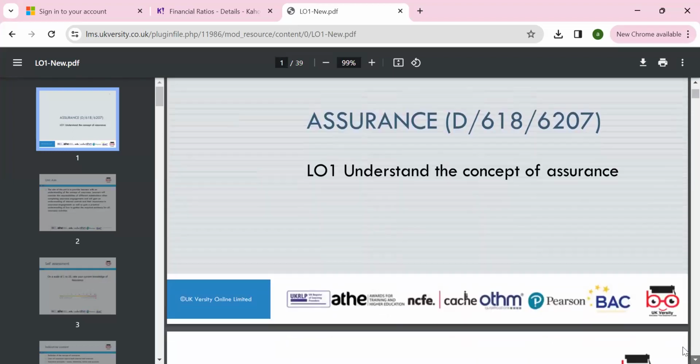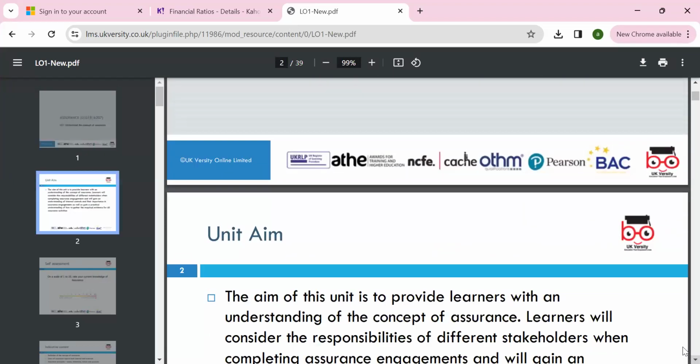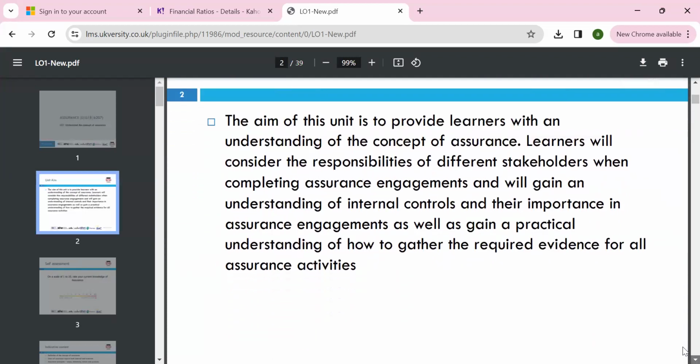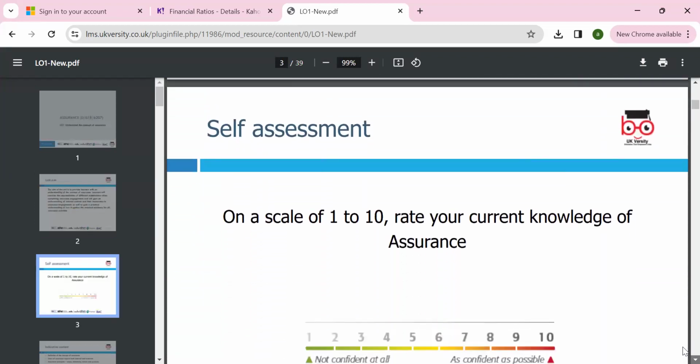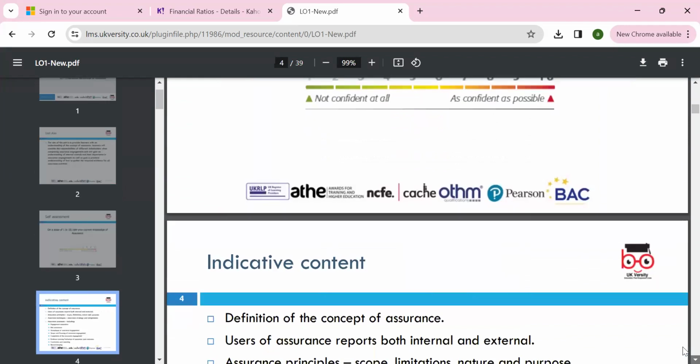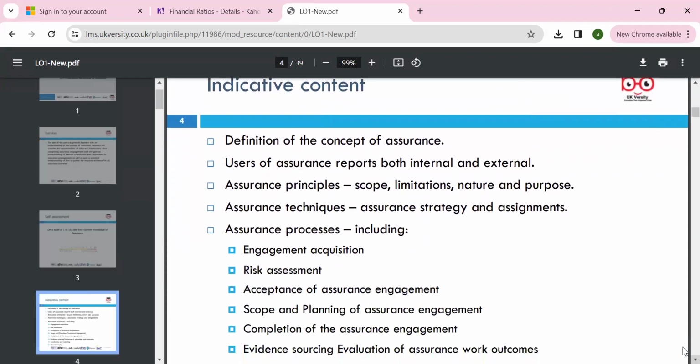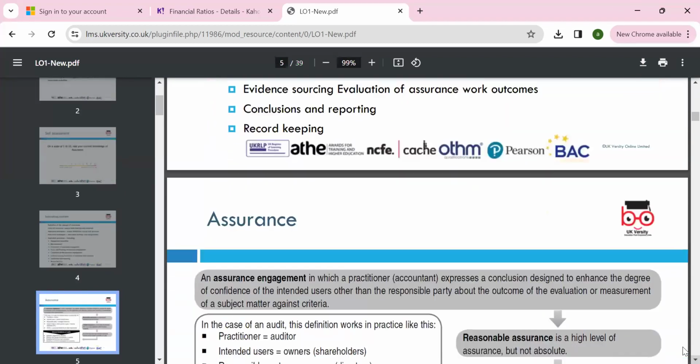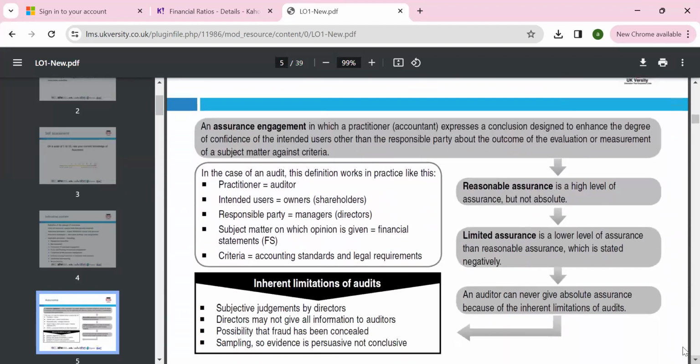Understand the concept of assurance, or LO1. The aim of the unit, as I mentioned in self-assessment, is always good to assess yourself on where your current knowledge is, a little reflection. Always good to look at the indicative content: define assurance. This is indicative content which will go through the key concepts I mentioned. So what does assurance mean?